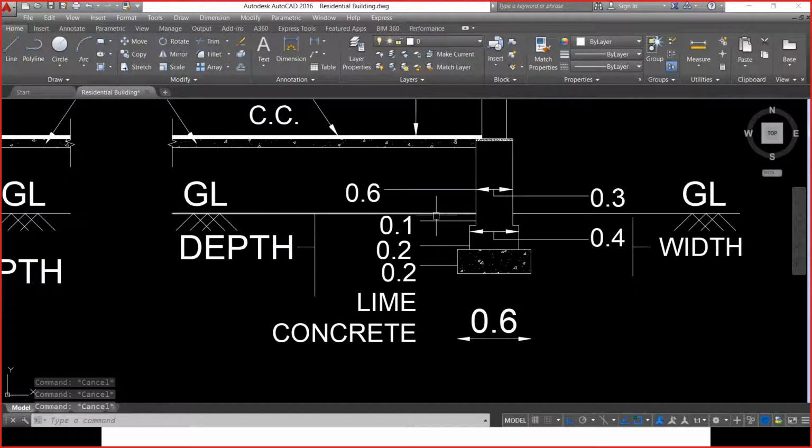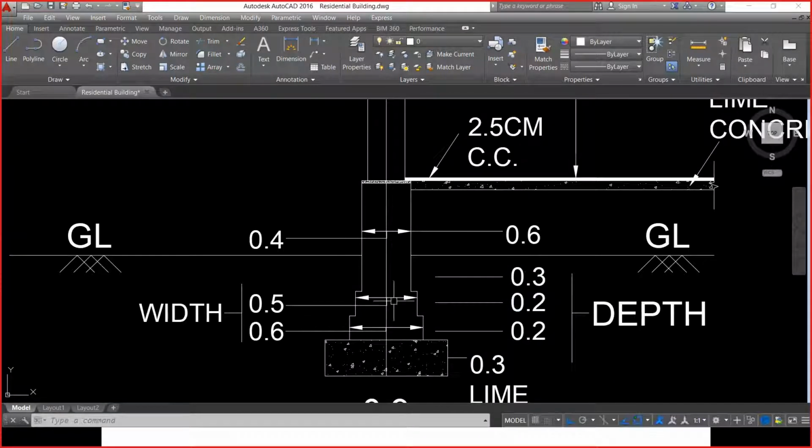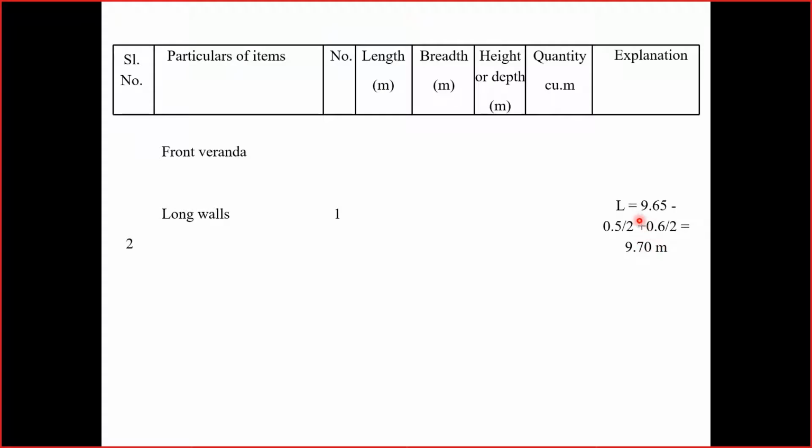0.2 plus 0.2 plus 0.1, we get 0.5 meter. At 0.5 meter, what is the width of the footing available? Let us check. This is 0.3 first plinth from the natural ground level, and of course plus 0.2 is total depth of 0.5 meter, and at 0.5 meter I have the second layer of footing. So what I have to do is the deduction for that particular item.